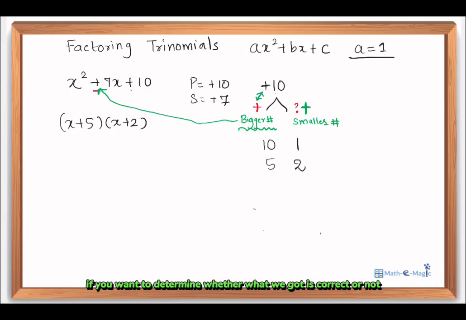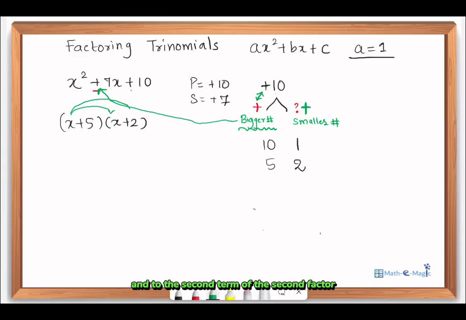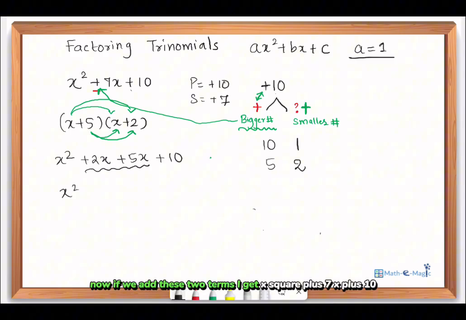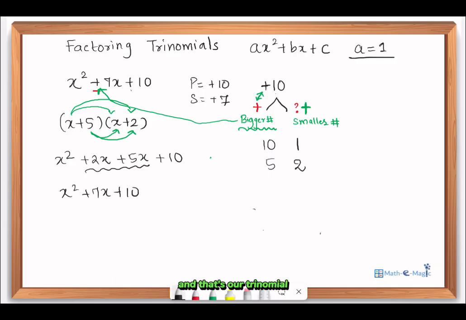If you want to determine whether what we got is correct or not, let us FOIL these factors and see if we get back the trinomial. So we know how to FOIL. We take the first term, multiply to the first term of the second factor and to the second term of the second factor. And then we take the second term of our first factor and multiply to the first and the second. So we're basically foiling. So what do I get when I do that? x into x gives me x squared. x into 2 gives me positive 2x, plus 5 into x gives me positive 5x, and 5 into 2 gives me positive 10. Now if we add these two terms, I get x squared plus 7x plus 10. And that's our trinomial. So that means the factors that we found are correct.